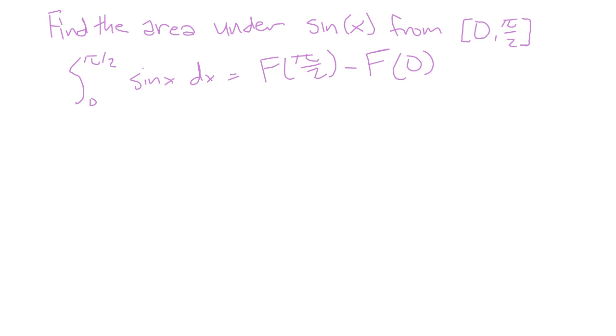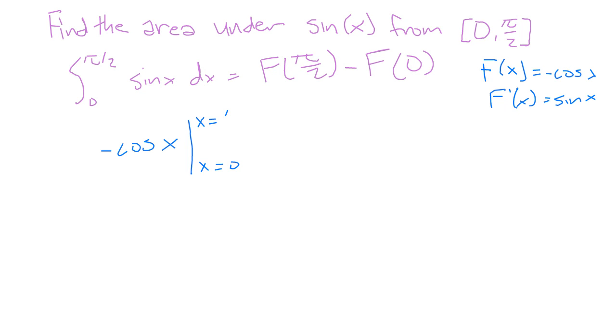All right, so now let's look at our antiderivative. So our antiderivative of sine is going to be negative cosine. So we can say that f of x is equal to negative cosine of x. And of course, if we want to double check, the derivative of cosine is negative sine, times a negative is just sine. All right, so now we have our negative cosine of x, and we're going to look from x equals 0 to x equals pi over 2.